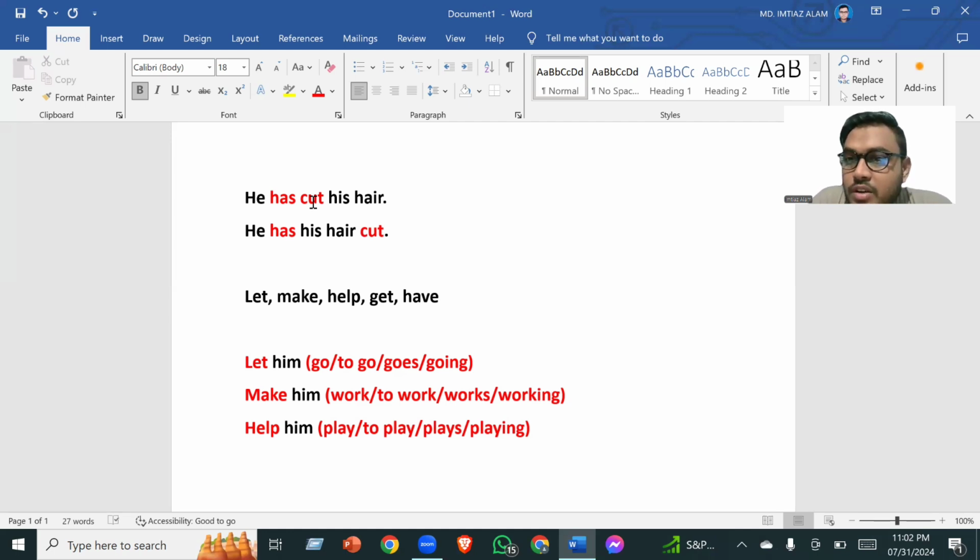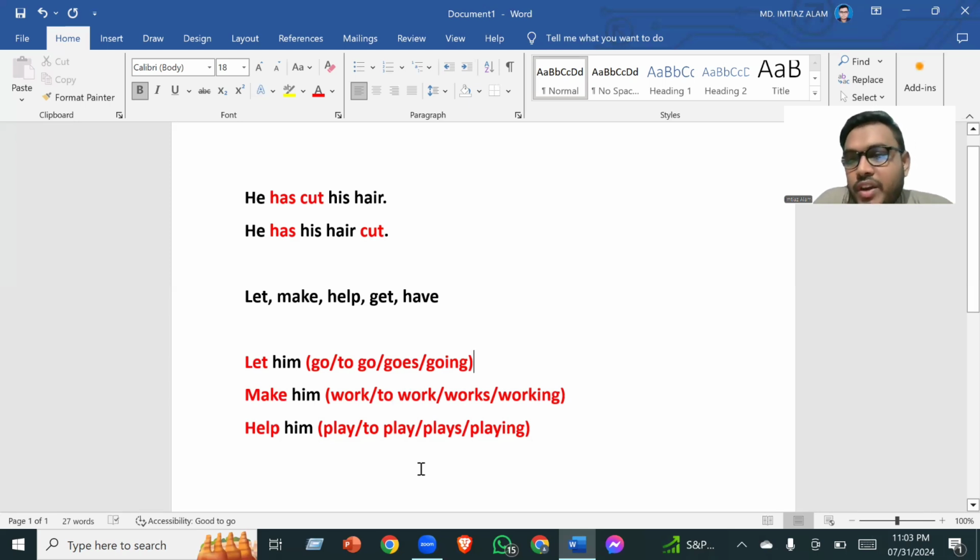And how can you understand whether this is a causative verb or not? In the causative structure, between the auxiliary and the main verb, there will be an object. So a normal sentence will have auxiliary and main verb side by side, and a causative structure will have auxiliary and main verb, and in between these two verbs, there will be an object. So these three sentences belong to the causative structure.